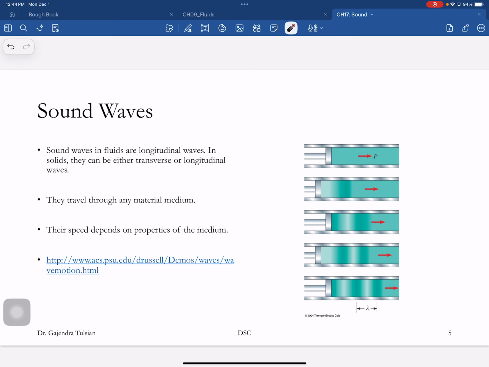So again, sound waves are mechanical waves. In fluids, there are only longitudinal waves. They need a material medium to travel in, so you can't have sound waves in a vacuum. Their speed depends on the properties of the medium. You'll see that in a stiffer medium, sound waves will travel faster.